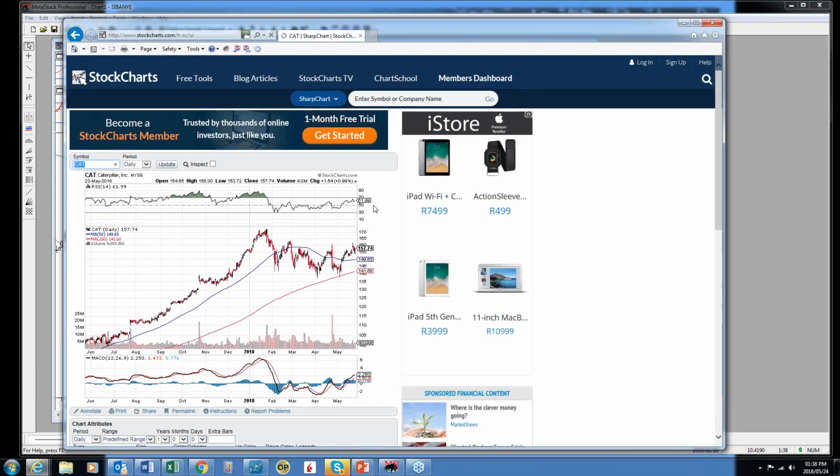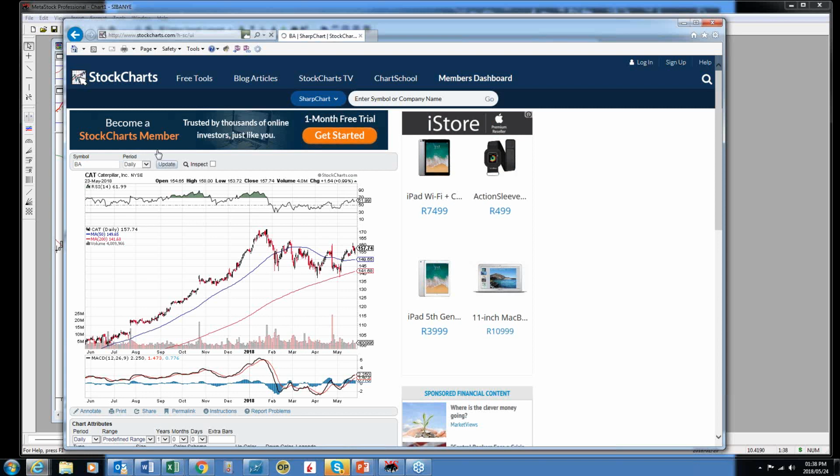Right, so here's your Caterpillar chart. For the time being, it's relatively range bound. I mean, $140 support at the bottom end, $160 at the upper end, and it seems to be trading within that range for the time being. So it would need to break one way or the other for me to turn more bullish or bearish. Above 160 becomes more bullish, below 140 becomes more bearish. All right, and then the other one was Boeing.